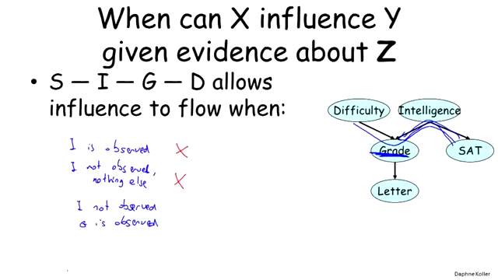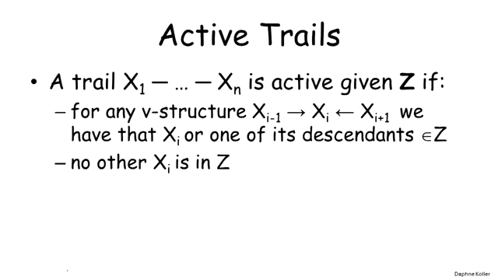Okay, so how do we turn this into a formal definition? We have that a trail, x1 up to xk, is active given Z if we have two cases. First, every V structure needs to be activated. And the only way we can activate a V structure is if xi or one of its descendants is observed. So this is activating V structures.